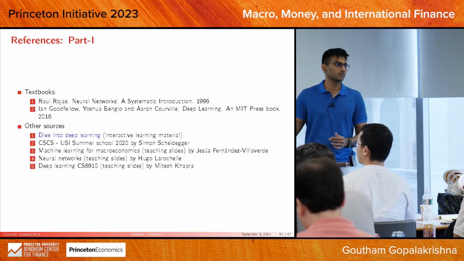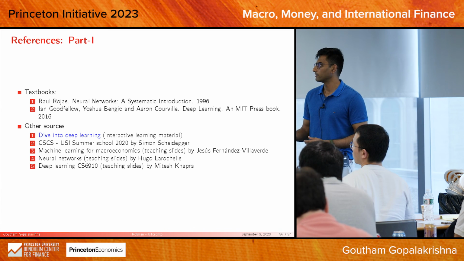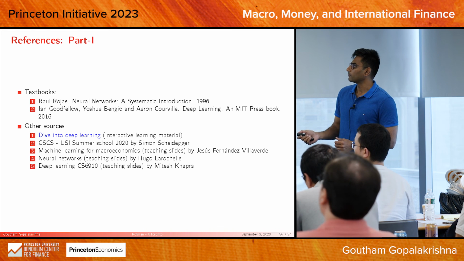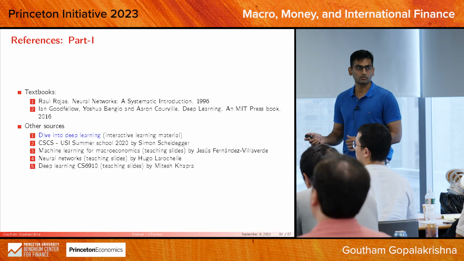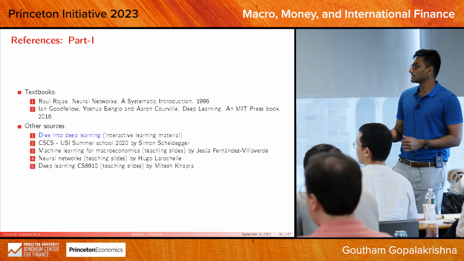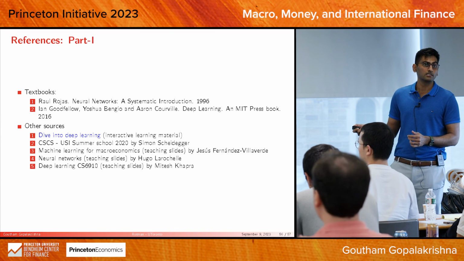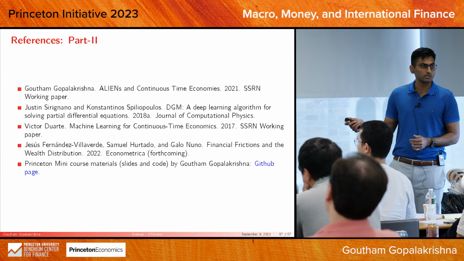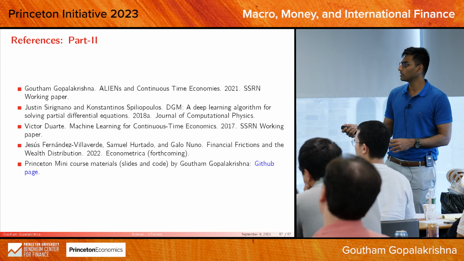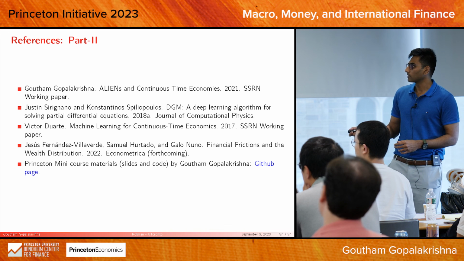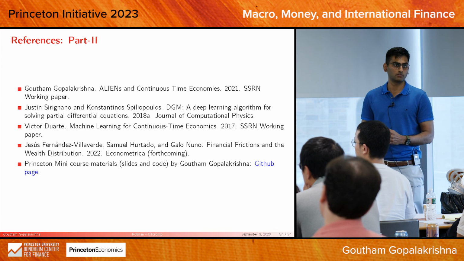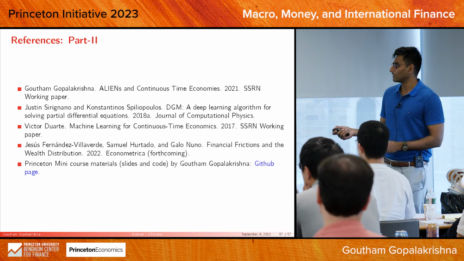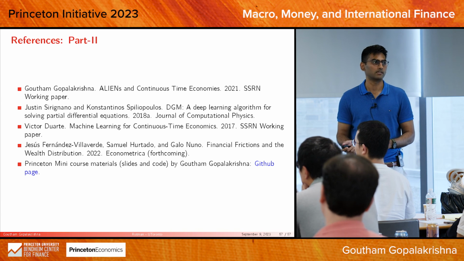OK. So I've given a bunch of references if you're interested. There is a nice interactive material here. There's a very good summer school material in a GitHub page by Simon Scheidegger. The lecture notes from Jesus, I think, are also very good. They're available on his website. If you want to take a look at teaching slides, I recommend Hugo's. And for the second part, it mostly comes from my paper, which has a bunch of references. But you can also look at Victor Duarte's paper and Jesus' paper, especially for the simulation-based methods. And if you want to get your feet wet, I recommend that you take a look at the mini course that I've made available on my GitHub page.